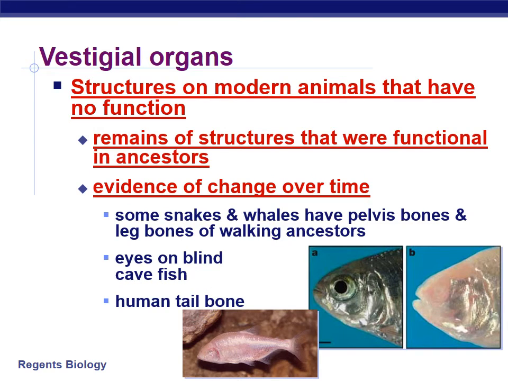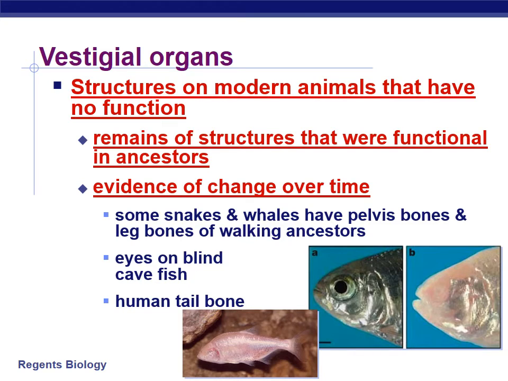Some snakes and whales actually have pelvic bones, hip bones in them, from when they used to have legs. Yes, a snake used to walk just like a whale. Eyes on blind cavefish. Why would you have eyes if you're blind? And also our human tailbone. Why do we have a tailbone when we don't have a tail?